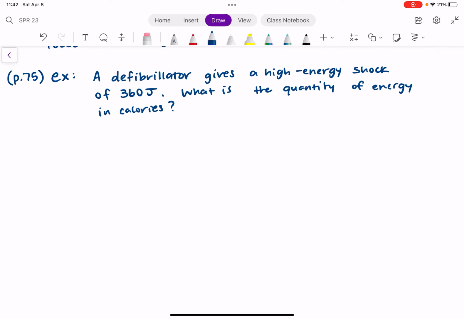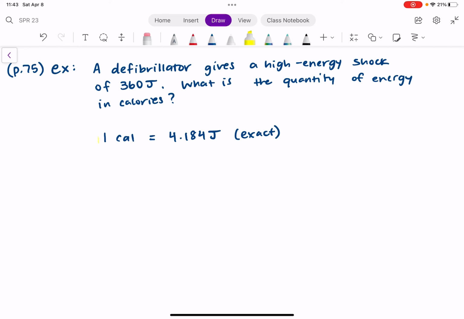Okay, so to do this problem, you need to be given, and you will be given this on a test, the conversion factor that 1 calorie equals 4.184 joules, and they specify that this is exact. So this is an exact number. This isn't a measured value. So you don't have to worry about sig figs for this specific conversion factor. Okay, so let's try to solve this.